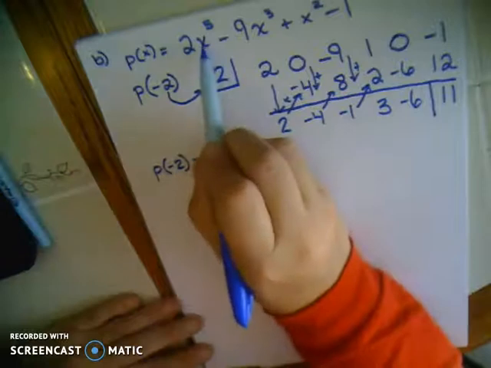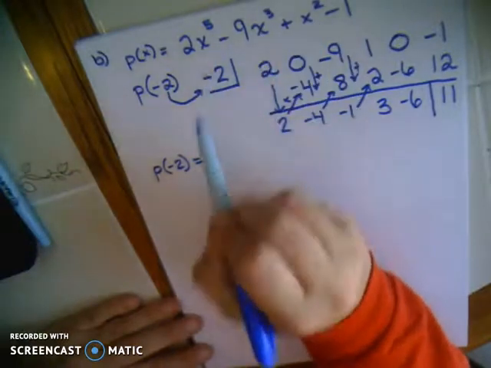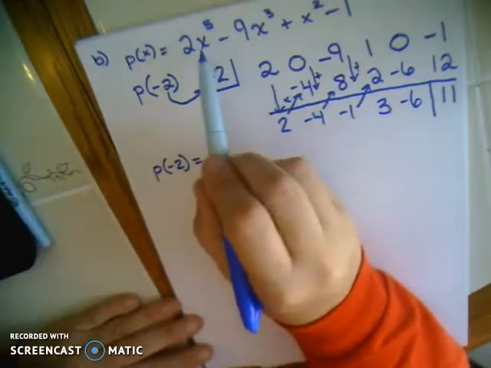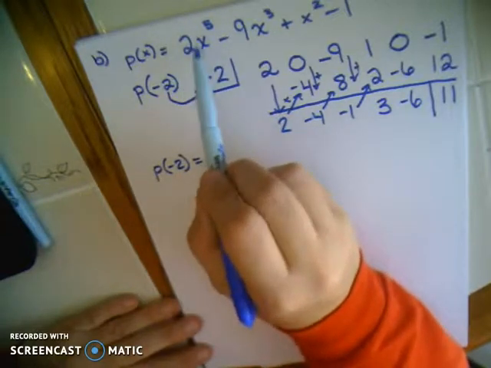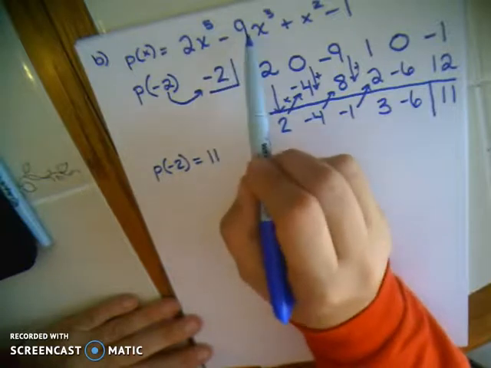And I did not have to plug -2 in for my x's and be really careful with my parentheses in the calculator and make sure I do 2 times parentheses -2 to the 5th minus 9 parentheses -2 cubed, and on and on and on. We get the exact same answer by working out the synthetic division and just using the remainder.